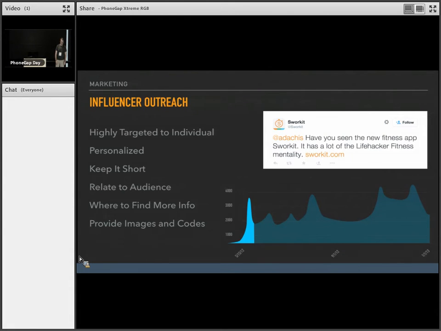Go ahead and keep it short. Just give them enough information so that they don't get bored reading it and don't want to skip through and think, okay, never mind. Relate to their actual audience. Tell them why you think that who they're writing to are actually going to read about it, and provide images and promo codes if they're applicable.